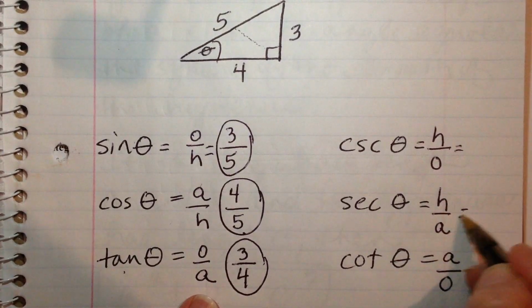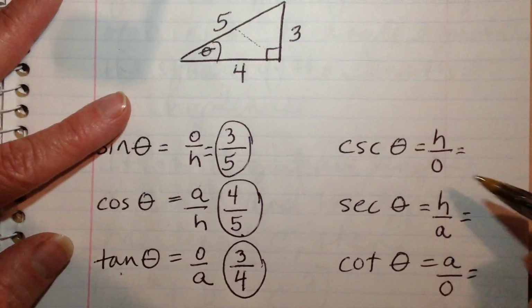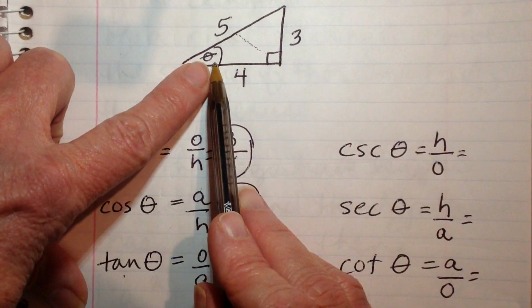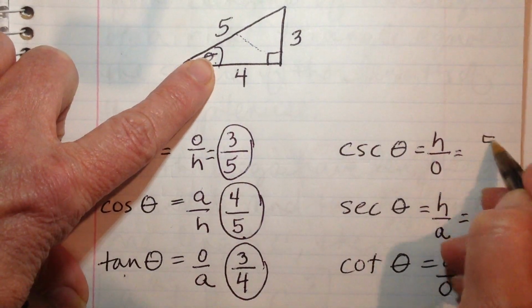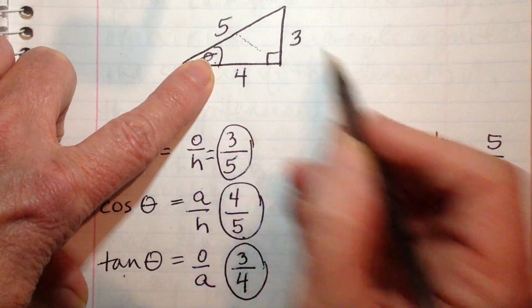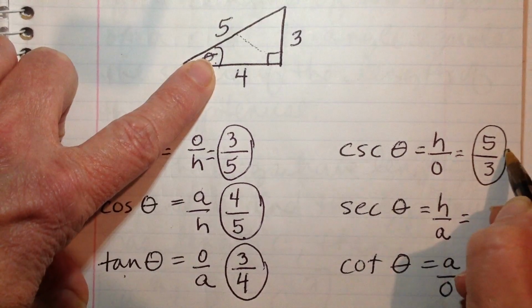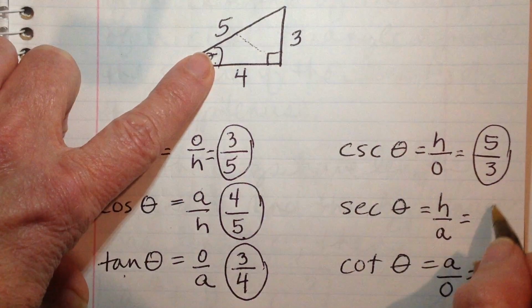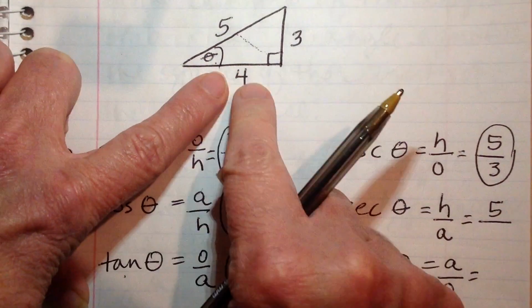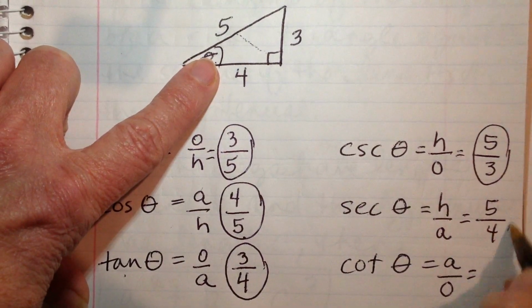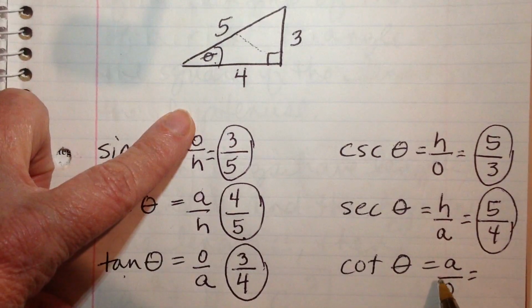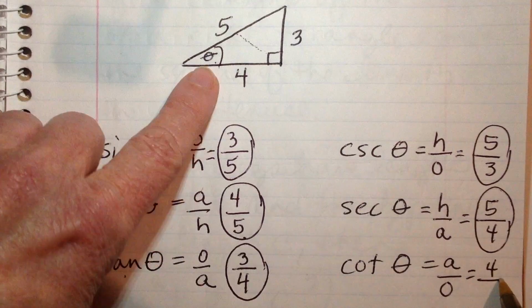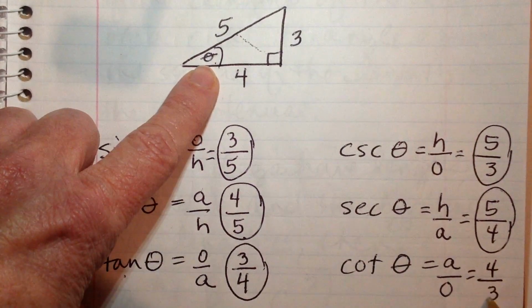So we can go back to our triangle and determine cosecant of theta, using theta as our angle. Hypotenuse, which is 5, over our opposite, which is 3. Our secant of theta is the hypotenuse, 5, over adjacent to theta, which is 4. And cotangent is adjacent, 4, over opposite, 3.